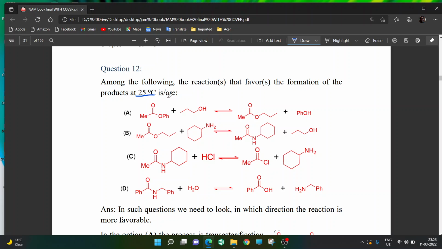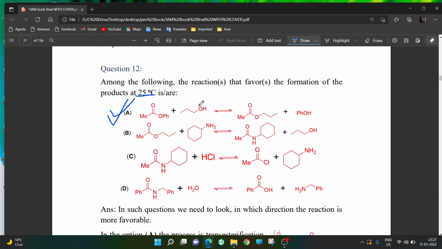So basically it wants to test us on whether we understand which reaction is favorable, the forward direction or the backward direction reaction. So let us see the first reaction. First reaction is nothing but transesterification. You have an ester which you are reacting with another alcohol, which leads to formation of another ester, and one of the alcohols gets out, the leaving group goes out as alcohol. So here what goes out is phenol.